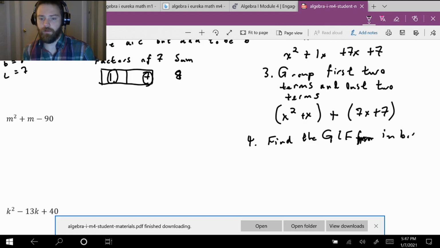In both parentheses, and then factor. Okay?